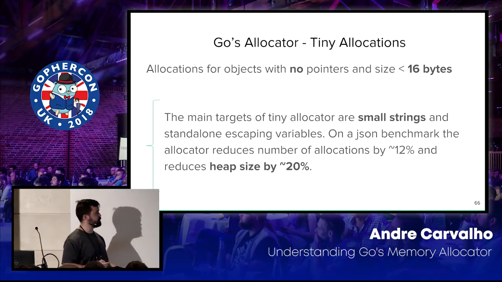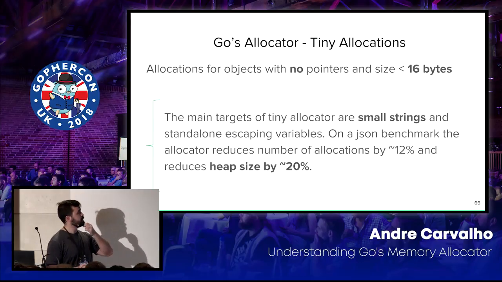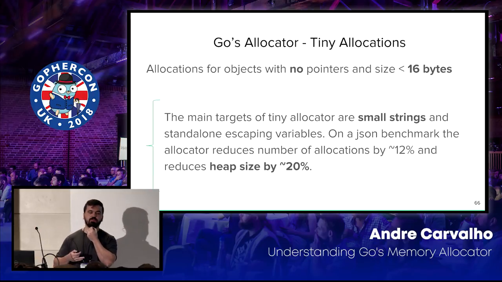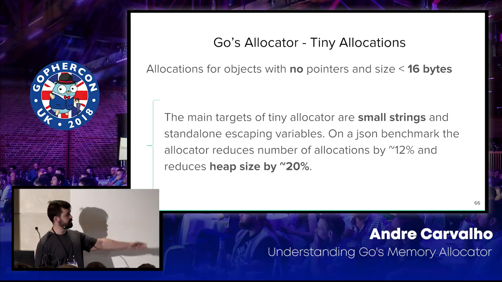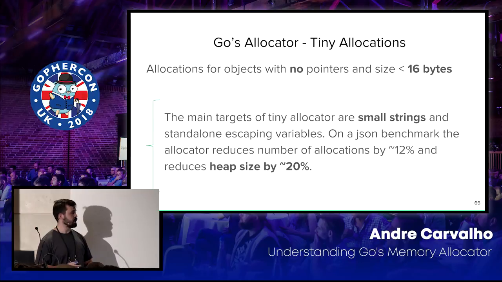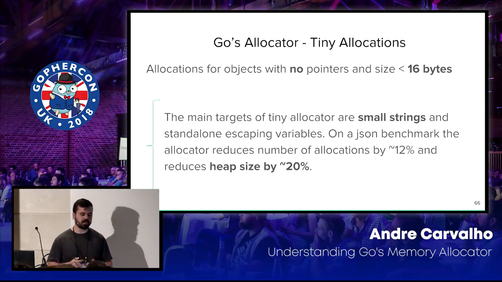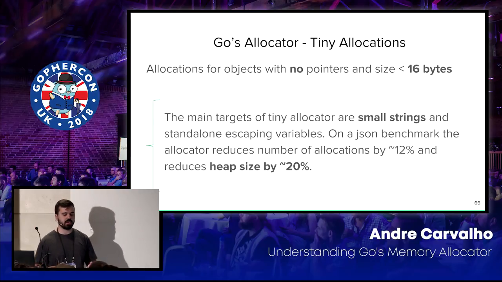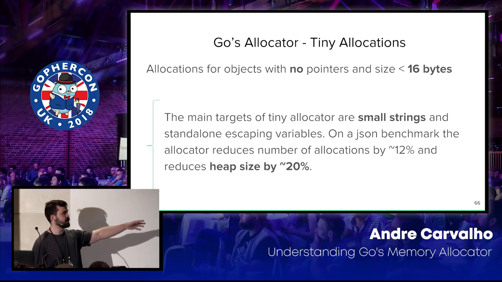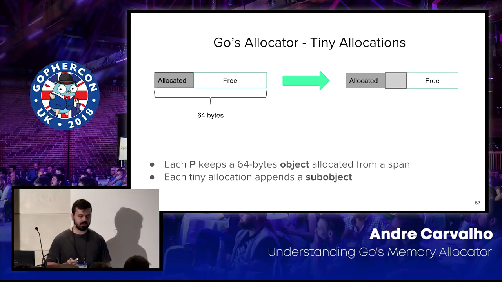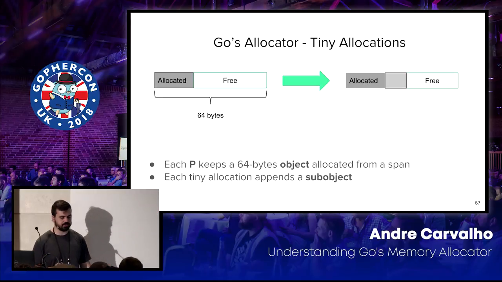And the last type of allocation is the tiny allocation. Tiny allocations are allocations for objects with no pointers and with size less than 16 bytes. The main target, this is from an actual comment in the allocator code, of tiny allocations are small strings and standalone escaping variables. There are a few benchmarks that show it's really good for performance. So it's just an optimization.